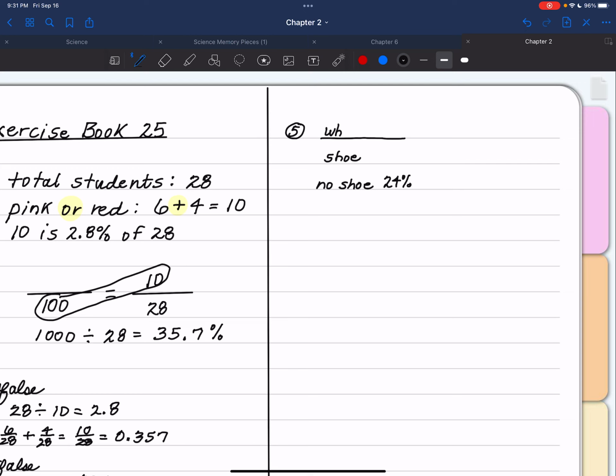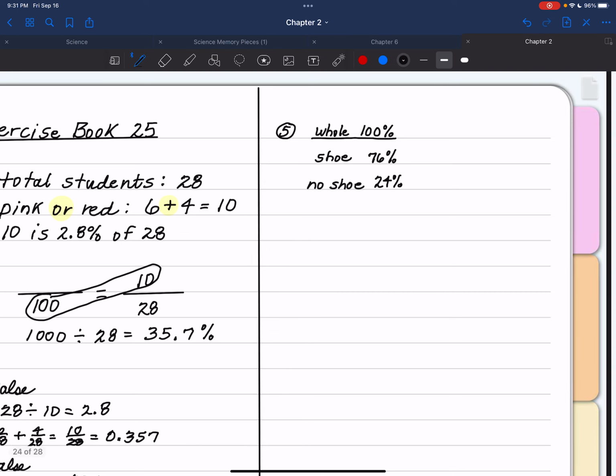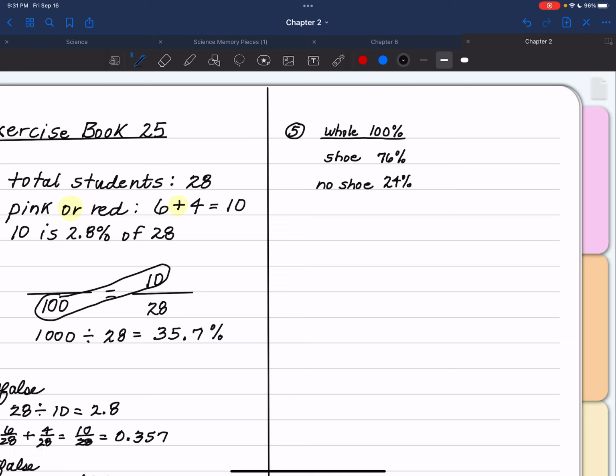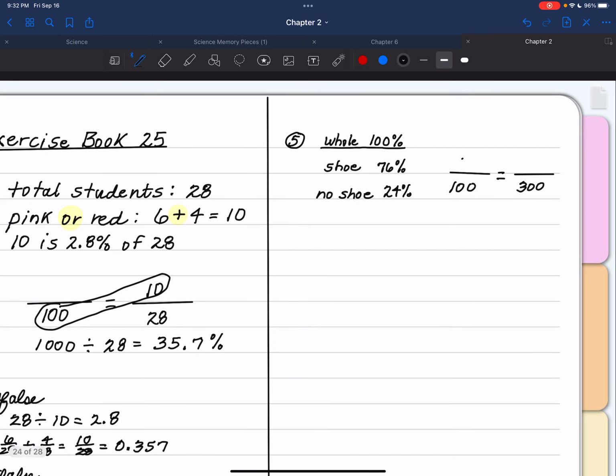So the whole group would be 100%. That's always the whole group. So 100 minus 24 is 76. So 76% said they like to wear a running shoe, and 24% said they like to run barefoot. So then we need to use our 300. That's everybody that they asked, which equals that 100%. And we're looking for the ones who prefer wearing a running shoe, and that's 76%.